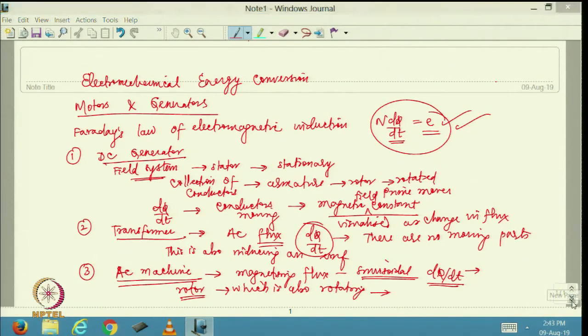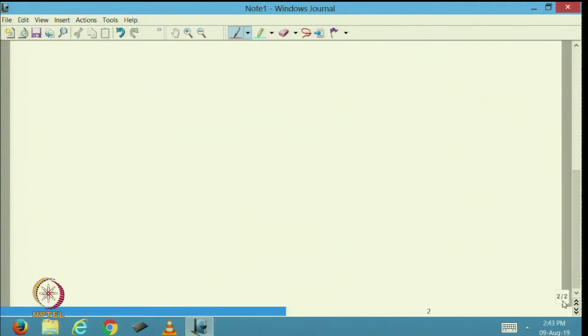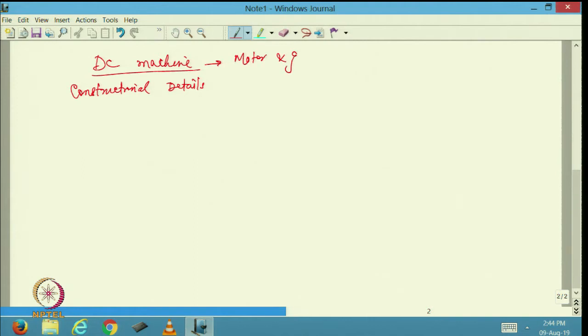But now we are primarily going to concentrate mainly on the DC machine. So, let us proceed somewhat like this in a DC machine. We are going to look at first of all the constructional details in a DC machine, which is common to both the motor as well as generator. So, we will look at both motor and generator. So, we should look at the constructional details.